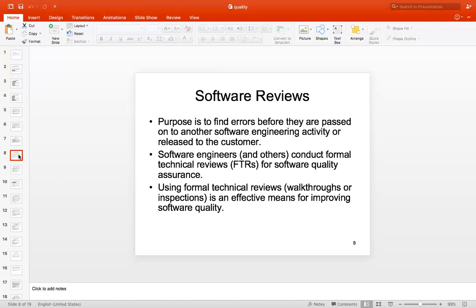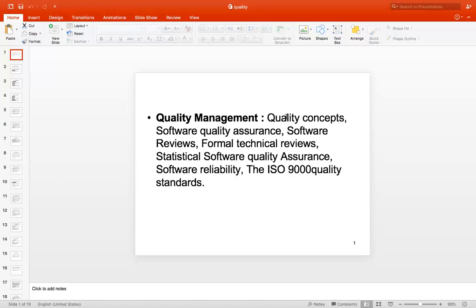So in the next class, maybe we'll learn about software reviews or the formal technical reviews. The next topic is software reviews. You already know what a software review is, but we'll learn in a more detailed manner in the next class. In this class I just introduced you to quality. What is quality? Why do we need quality? What if there is no quality? When is this quality important? Why is this quality important? All these things we just came to know in this class.